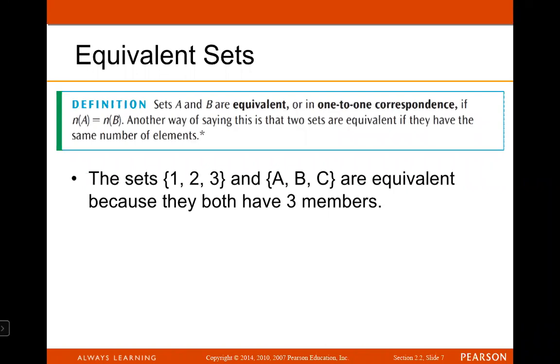Definition of equivalent. Sets A and B are equivalent or in a one-to-one correspondence if the number of elements in A is the number of elements in B. Another way of saying this is that two sets are equivalent if they have the same number of elements. The set {1, 2, 3} and the set containing A, B, C are equivalent because both have 3 members.